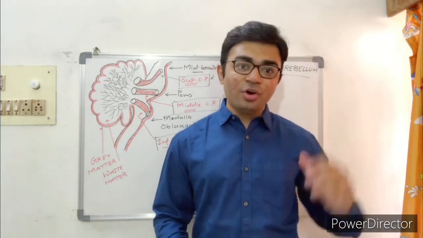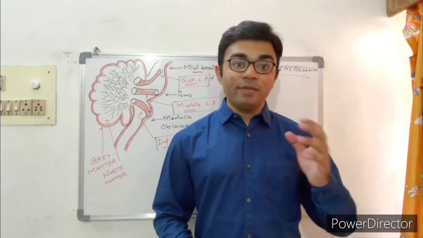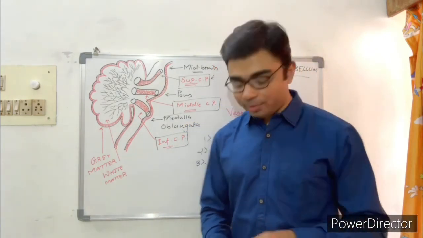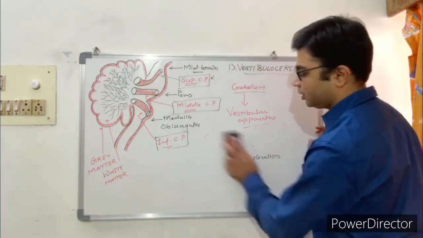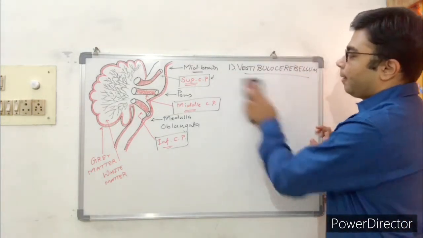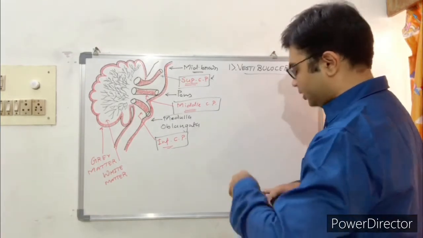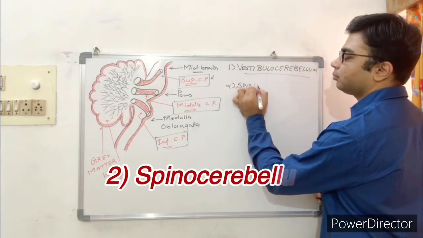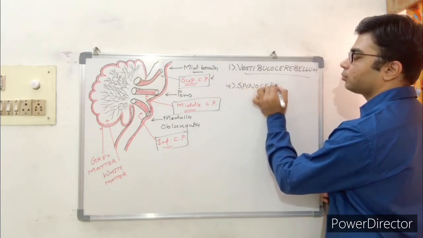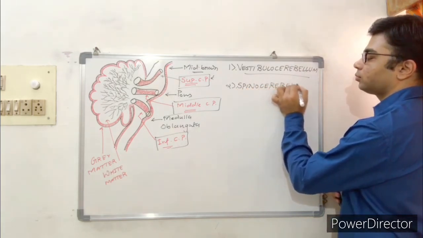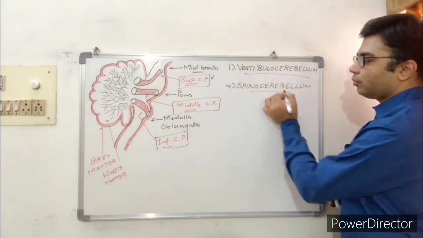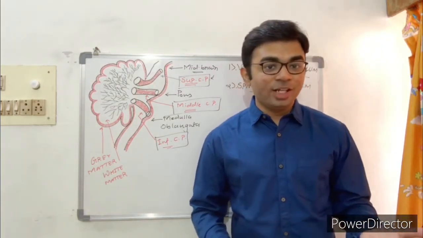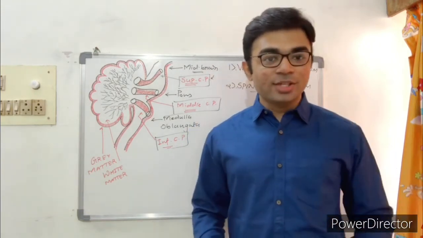So that was all about the mechanism of the vestibulocerebellum. Now comes the second thing, that is the spinocerebellum. So first let me clear all these things. Second is spinocerebellum. As the name suggests, it has a connection with the spinal cord. That's why we name it the spinocerebellum.